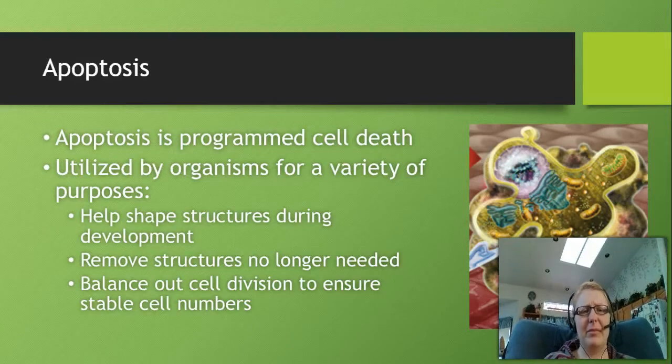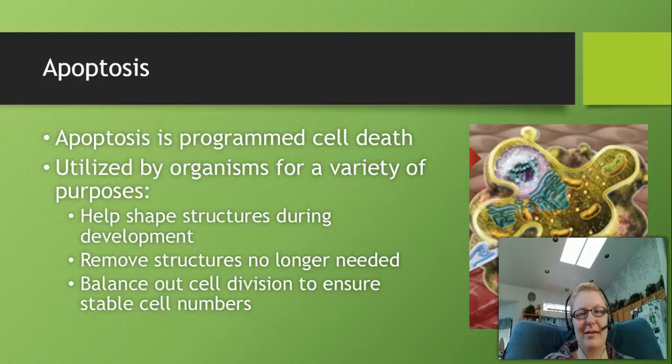So what is apoptosis? And you may have heard it referred to as apoptosis. It's just a regional difference in how you pronounce it. Apoptosis is known as programmed cell death. And this is a very specific, regimented way for the cell to undergo the destruction of itself. It's very different than necrosis, which is where a cell will die due to injury or something like that. And this process is utilized by organisms for a variety of purposes.